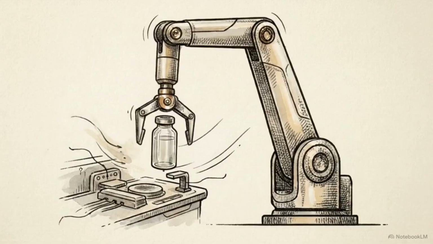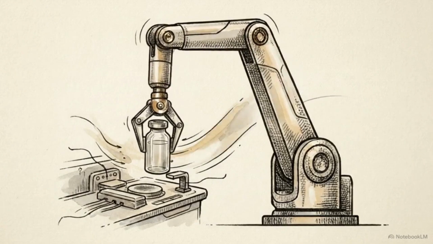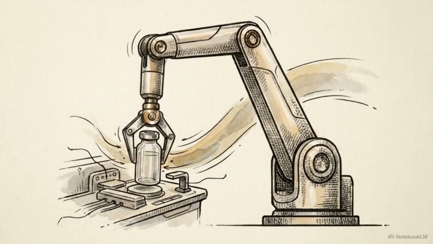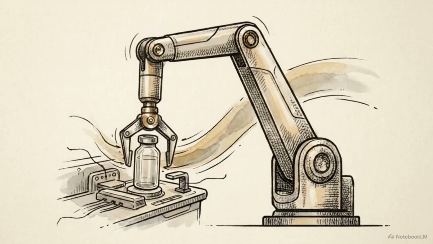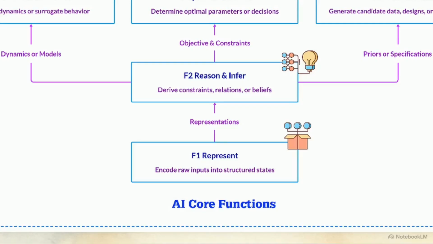When an autonomous lab develops a new chemical compound, it functions as a composition of specialized capabilities rather than a single monolithic model. Looking at this capability map, the process starts with the first logical prerequisite at the bottom, Function 1, represent. Before a computer can manipulate a raw chemical input, it must encode that physical molecule into a structured mathematical state, like a graph or an embedding.